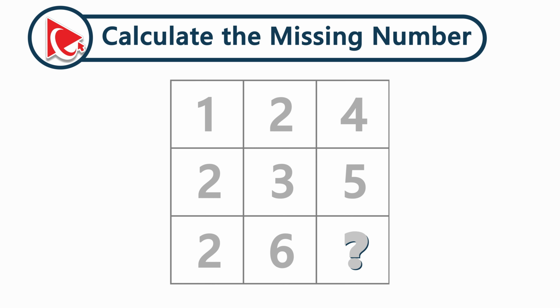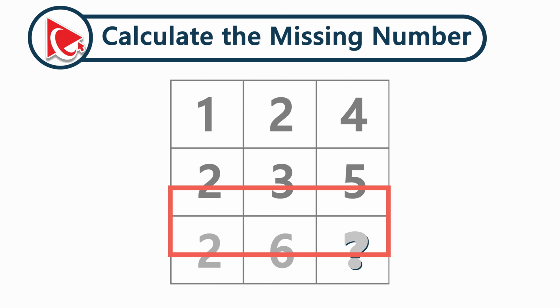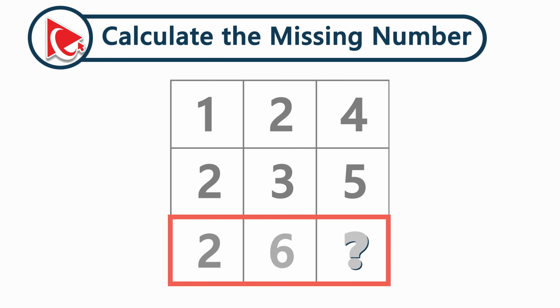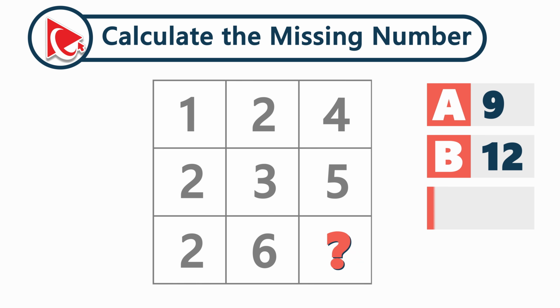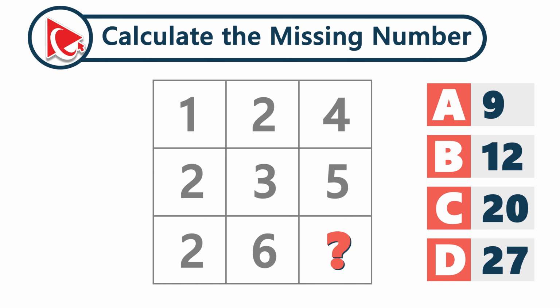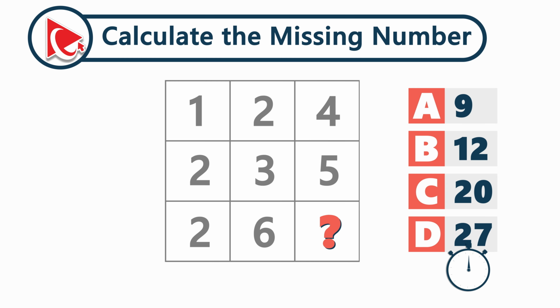Take a close look at this 3x3 matrix. Numbers in the first row are 1, 2, and 4. Second row has numbers 2, 3, and 5. And then the third row only has two numbers, 2 and 6. And the missing number you need to calculate and select out of 4 possible choices: A9, B12, C20, or D27. Can you solve it and choose the right answer?